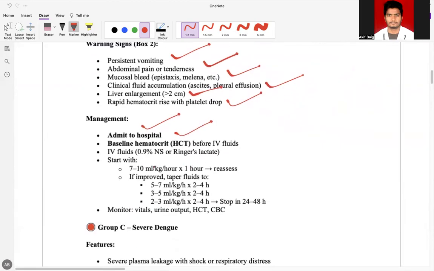Initially, in the first 1 hour, 7 to 10 ml per kg per hour, then reassess. If improved, 5 to 7 ml per kg for 2 to 4 hours. If improved, 3 to 5 ml per kg per hour for 2 to 4 hours. If improved, then 2 to 3 ml per kg. That you have to continue for 24 to 48 hours.